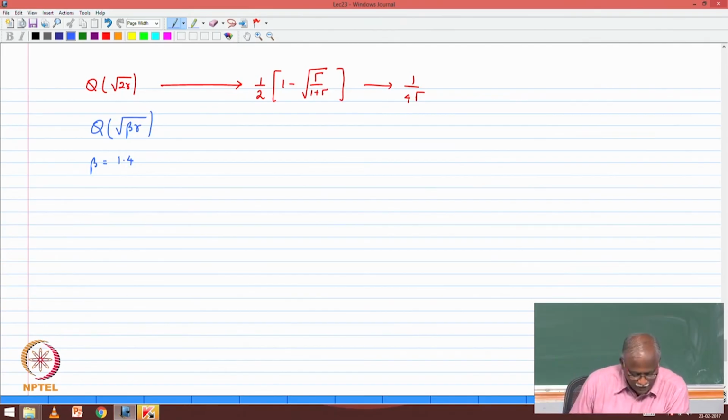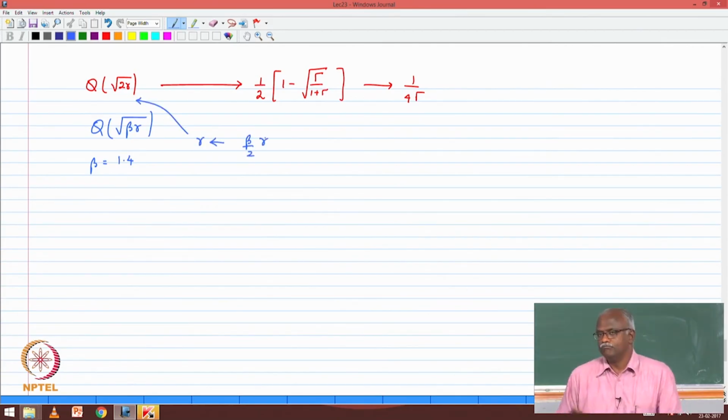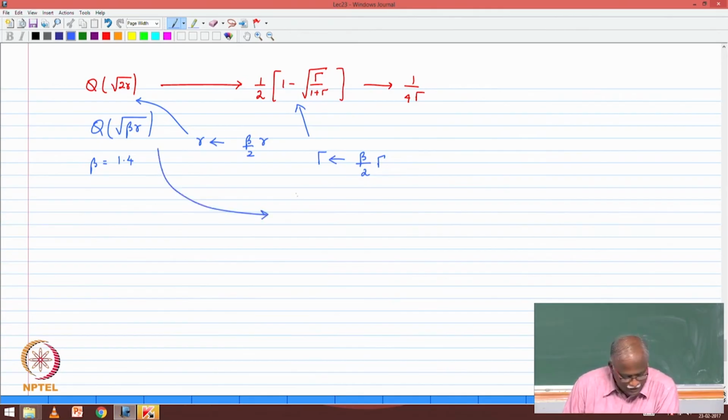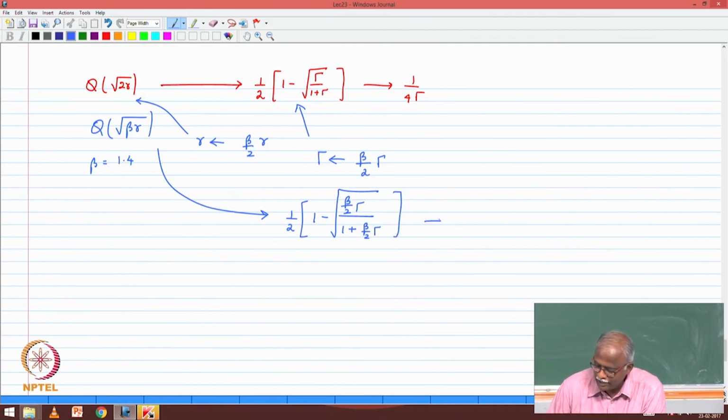We have already done a case like this. So basically what we would like to do is, in this expression, replace gamma with beta by 2 gamma, so basically get it into that form. If I do this kind of scaling, where beta is a constant and 2 is a constant, there is no issue with that. Then in this graph I would have to do the scaling of gamma as beta by 2 gamma, and then redo the calculations. We do not need to do the integration. This will become 1/2 of 1 minus the square root of beta by 2 gamma divided by 1 plus beta by 2 gamma. Again, you can simplify that. You can also verify the high SNR approximation comes out to be 1 by 2 beta gamma, which is the same as 1 by 2.8 gamma.